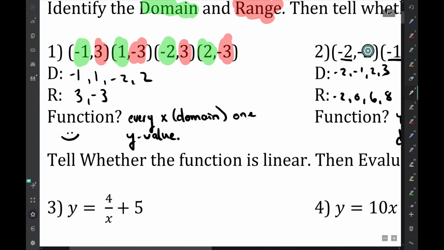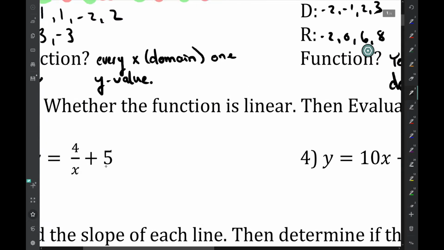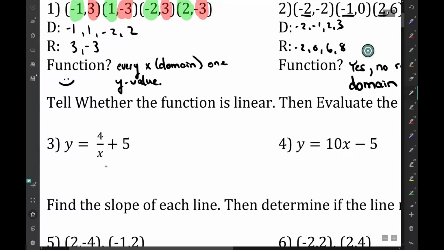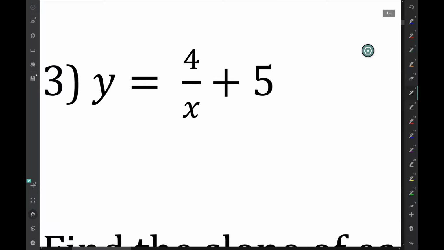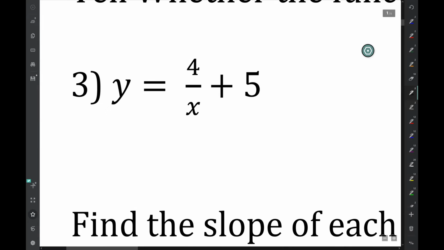The next piece is telling whether a function is linear. Linear functions must look like y equals mx plus b. Things like x in the denominator, like number 1, this is not y equals mx plus b. X is in the denominator, so it's not linear.